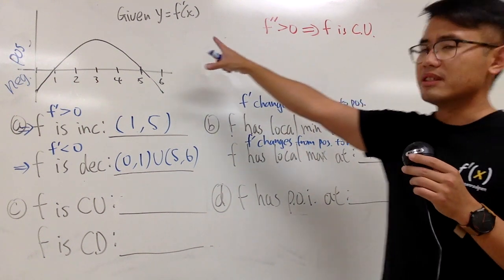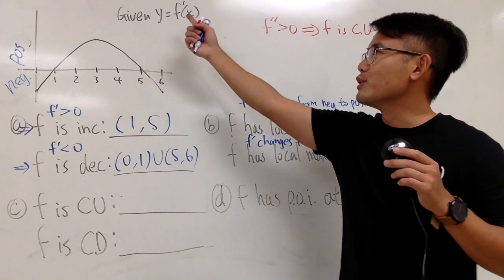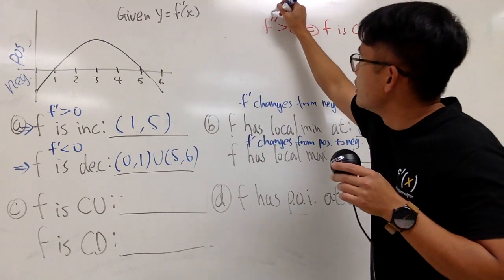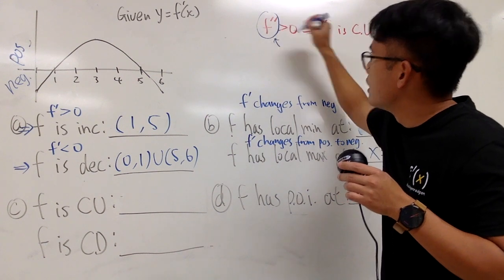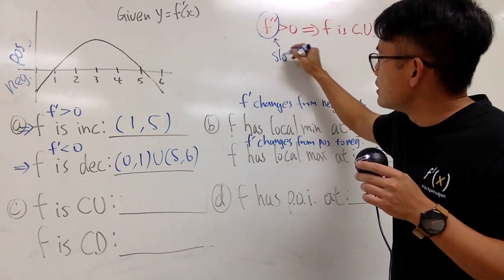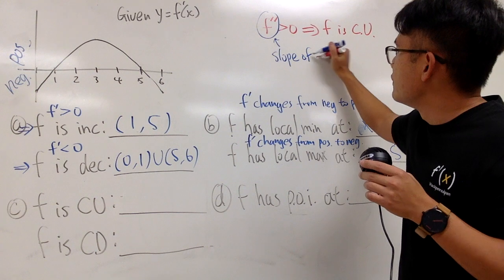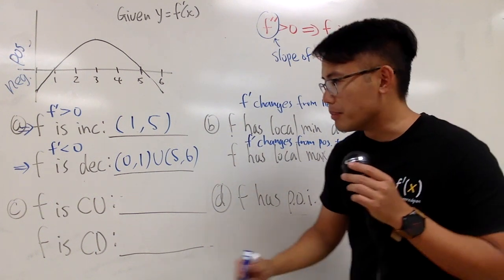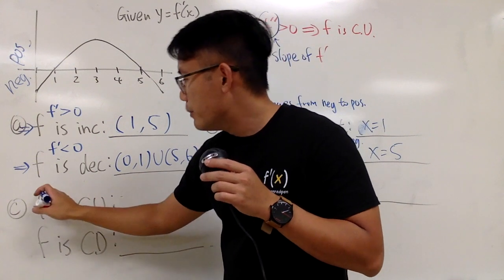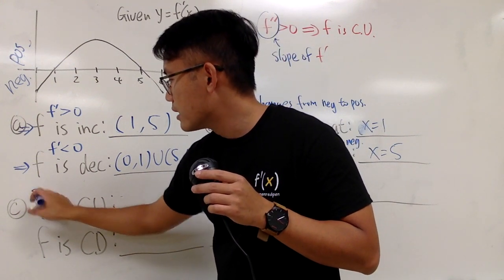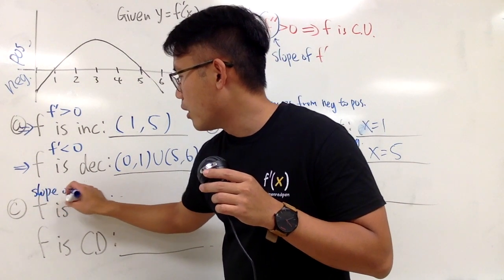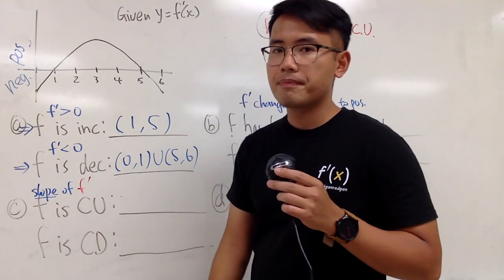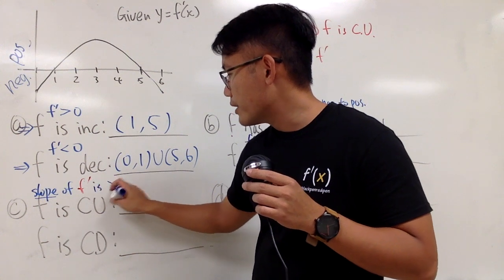But I don't have the second derivative right here. This is only the first derivative. But it's okay, because remember, f double prime is just the slope of the first derivative, isn't it? Therefore, I'm looking for the place. I'll put it down right here. I'm looking for the interval so that the slope of f prime, right? The slope of f prime is greater than 0.